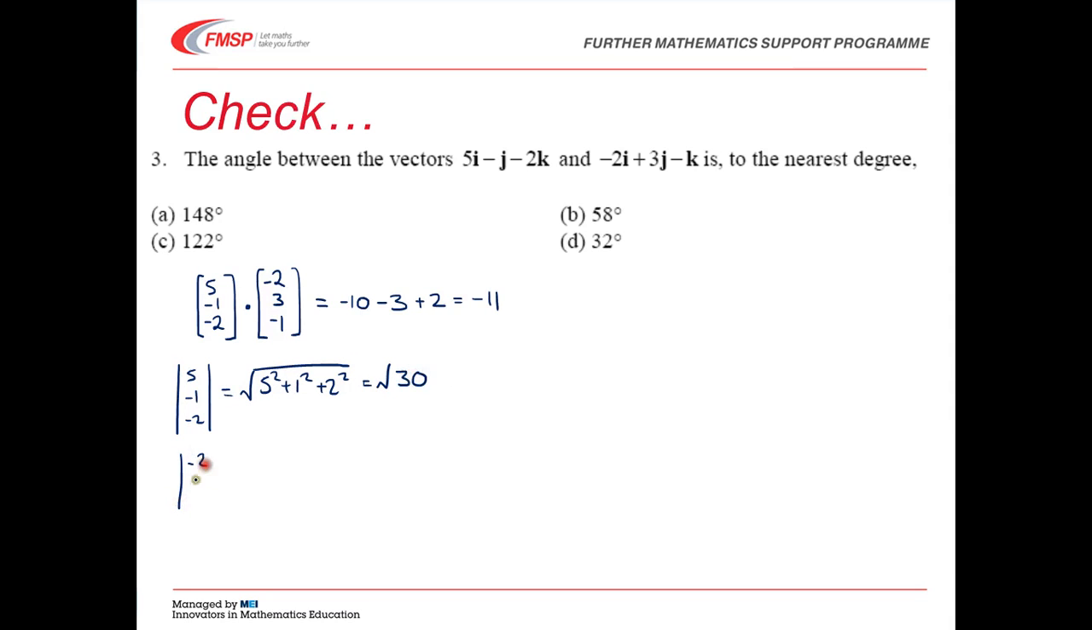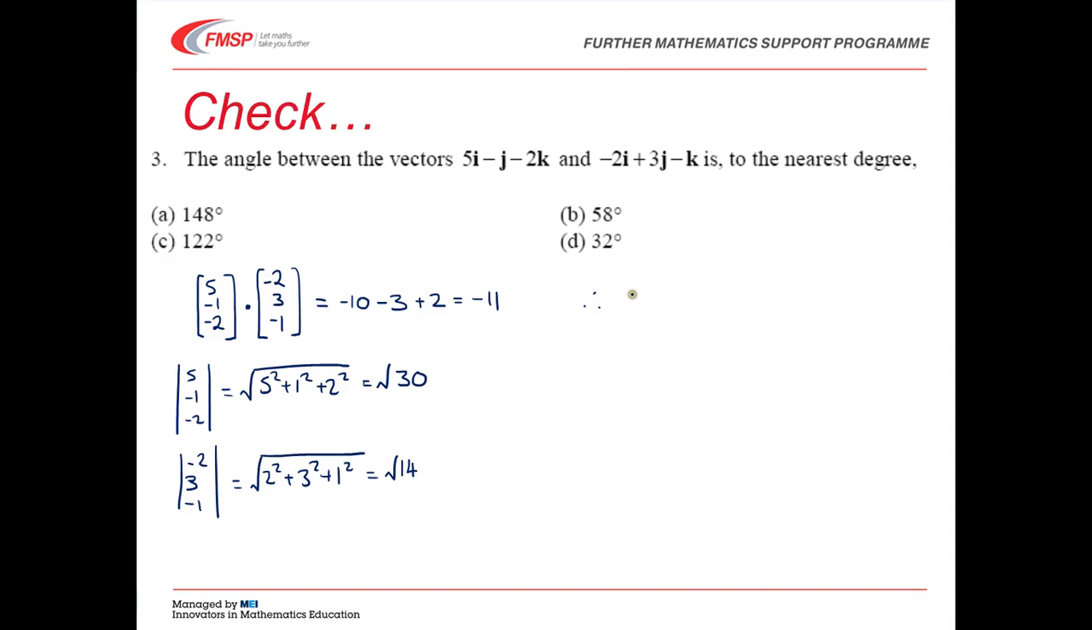And then minus 2, 3 and minus 1, that's root of 2 squared plus 3 squared plus 1 squared, which is root 14. Now you'll see these numbers keep coming up, root 30, root 14 we've had before. All that means is that the people working out the questions have stuck to small integer values for the vectors, and that means there's only so many combinations they can have, and the same numbers do have a tendency to keep turning up.